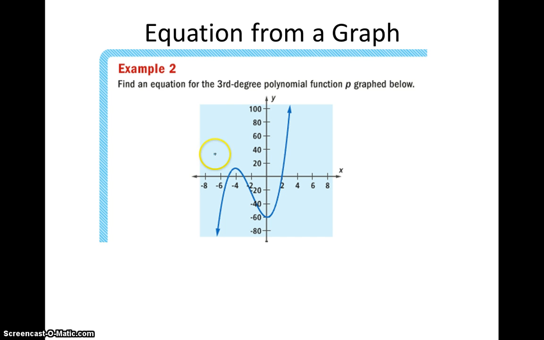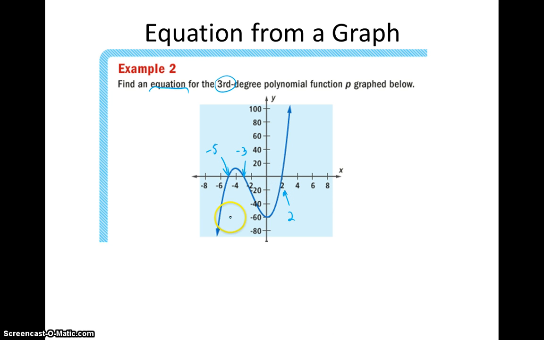So let's take a look at this graph. They're asking us to find an equation for a third degree polynomial function graphed below. So we have this polynomial, and what we learned in the last example is if we know what these intercepts are, those are our zeros, we can get the factors, and then we'll be able to find the equation for this polynomial. So the zeros here, it looks like that first one is at -5, the next one's at -3, and this last one is at +2.